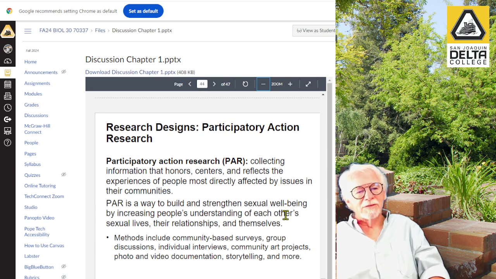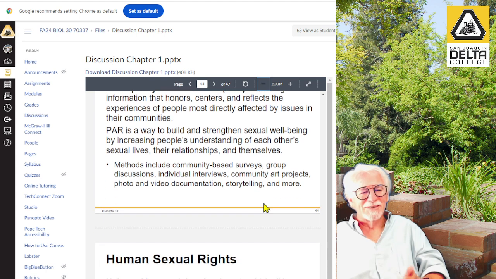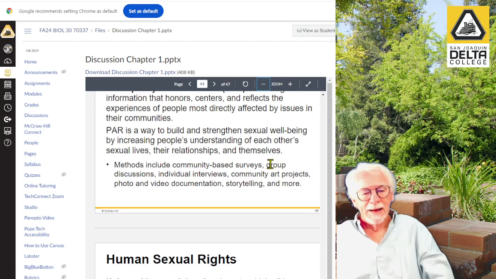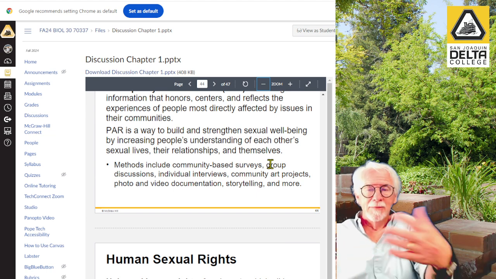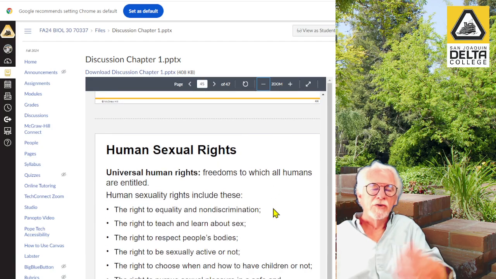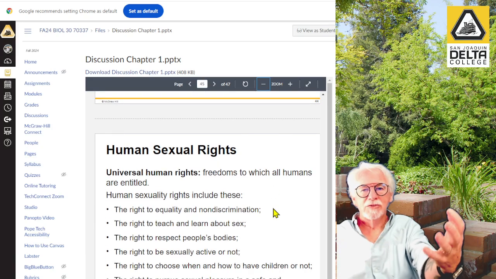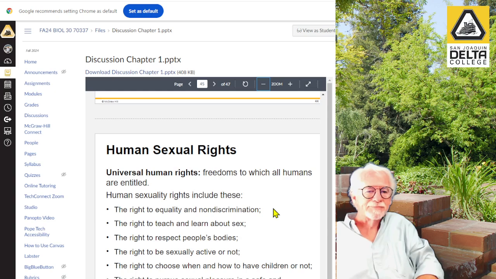Participatory action research: collecting information that reflects on people's experiences. This is the whole thing about once you start using people. The other way to do research is to review a bunch of other research and reinterpret it, or use the data from other research to look at a different perspective.